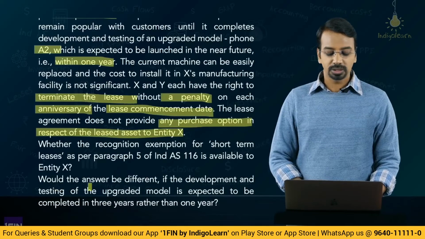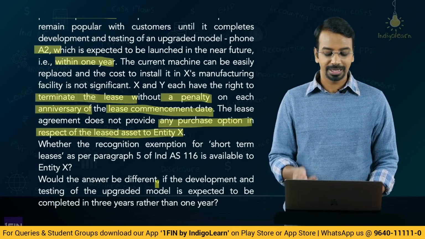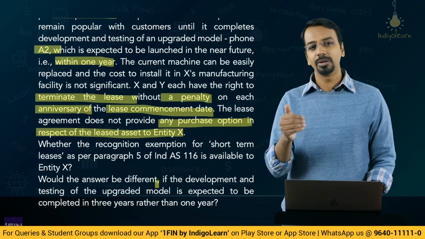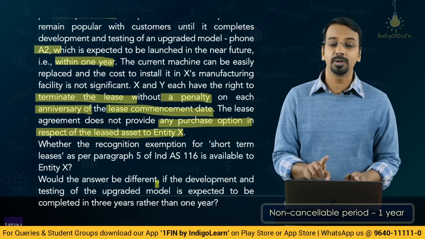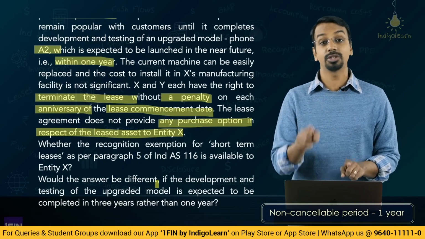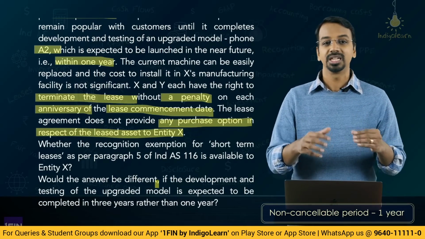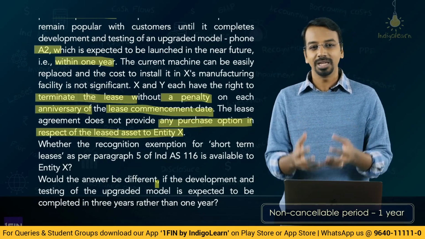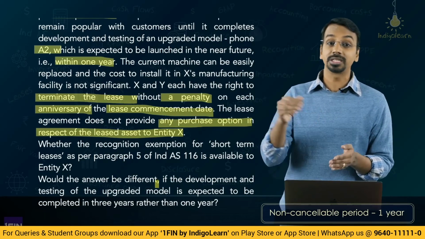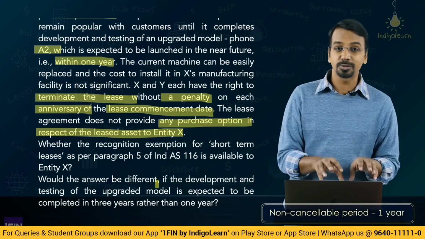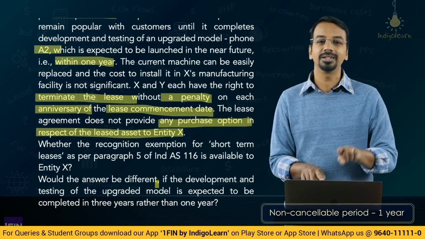The next part says, would the answer be different if the development and testing of the upgraded model is expected to be completed in 3 years rather than 1 year? Now will my answer change? So again I need to ask, what is the non-cancelable period? Non-cancelable period is still 1 year unless the question says the lessee is reasonably certain to exercise the extension option. If you look at the facts of the case, maybe the testing will take more than 1 year. I may get another machine, I may purchase another machine, I may replace this machine, right? So there is no compulsion on the lessee to extend the lease.